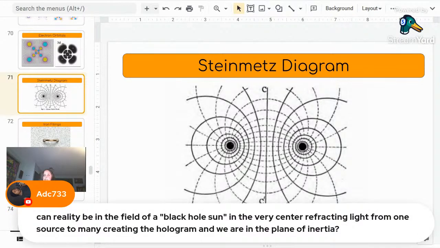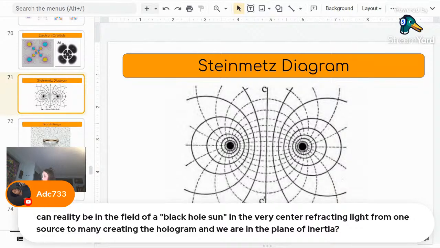Okay, can reality be in the field of a black hole sun in the very center, refracting light from one source to many, creating the hologram we see in our plane of inertia? Okay, that is a loaded question. Can reality be in the field of a black hole sun? So is the sun a black hole? Is the sun a black hole? That is a good question.